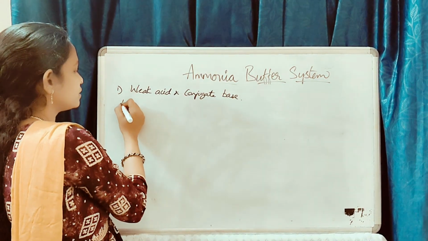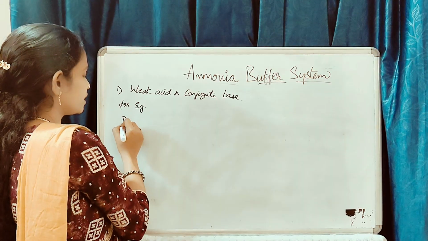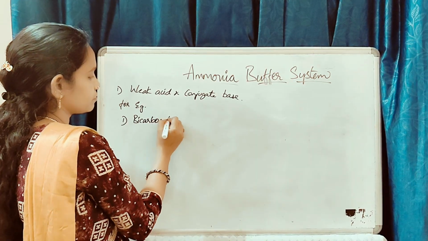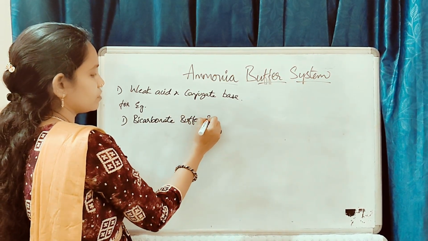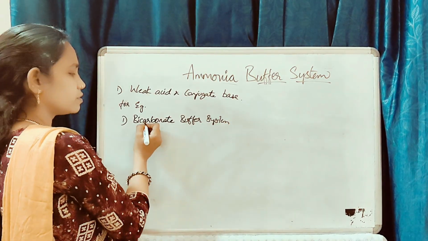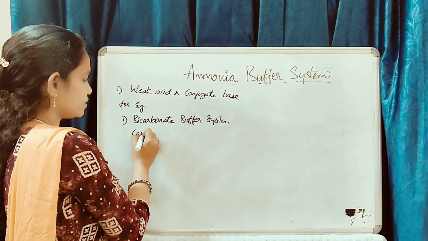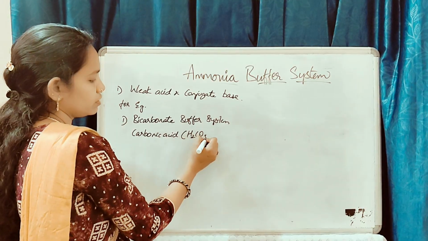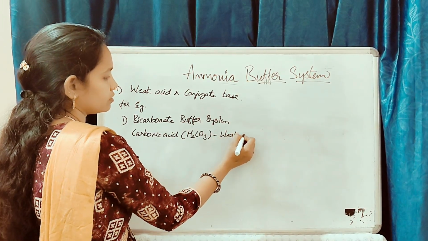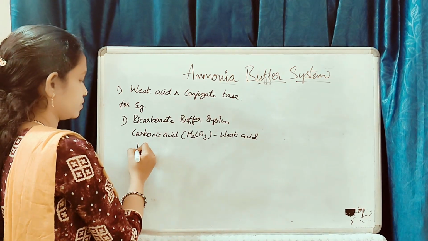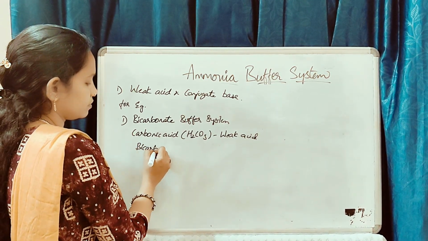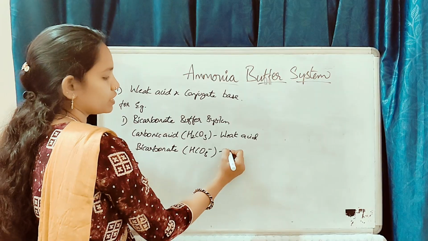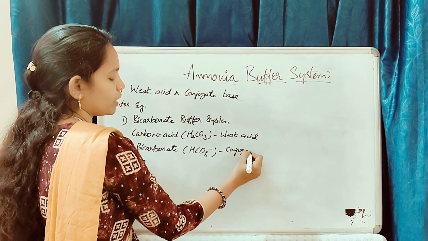Right? For example, in the bicarbonate buffer system, the components of the buffer system are carbonic acid, H2CO3, which is a weak acid, and bicarbonate ion, HCO3 minus, which acts as its conjugate base.